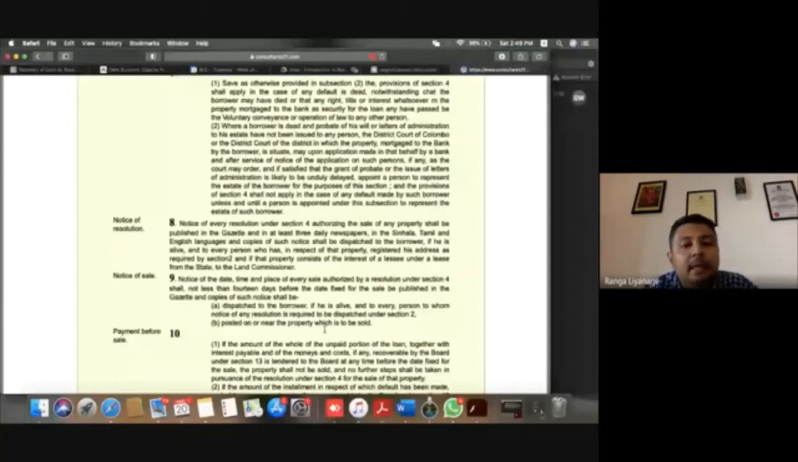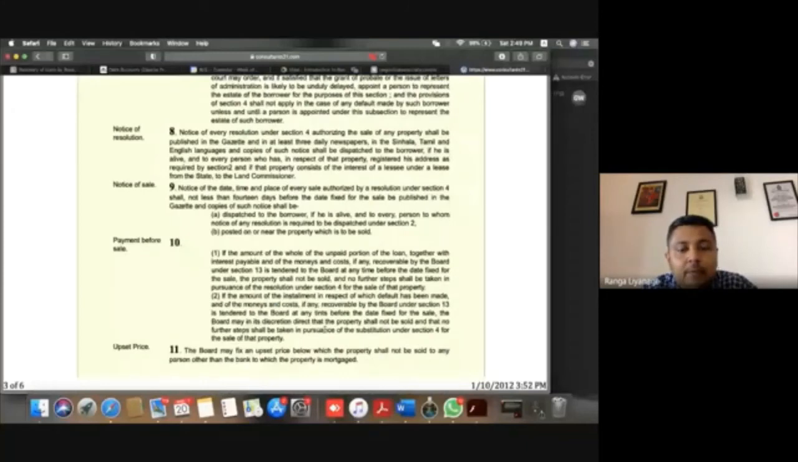If the payment is made before the sale, right? If the amount of the whole of the unpaid portion of the loan, together with interest payable and recovered by the board under section 13, is tendered to the board at any time before the sale, the property shall not be sold. Right? Now, it's like this. If the whole of the unpaid portion of the loan is paid before the auction, the board cannot sell it by public auction. If the defaulted portion of the loan installment is paid, the board has a discretion whether to go to public auction or not. Right? Then there's a discretion.